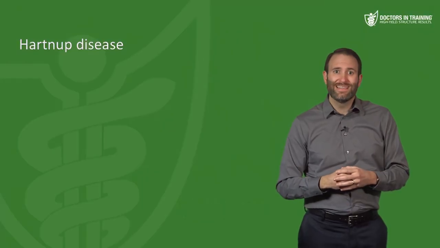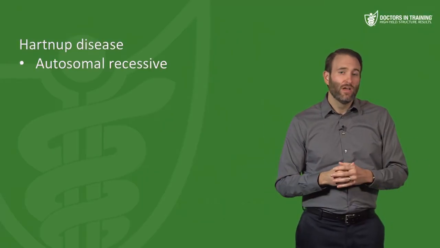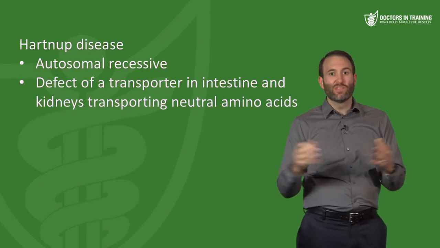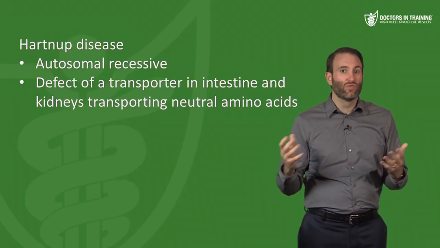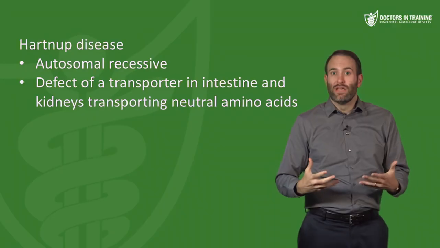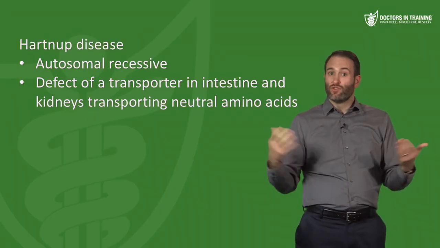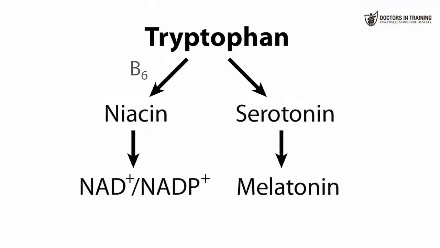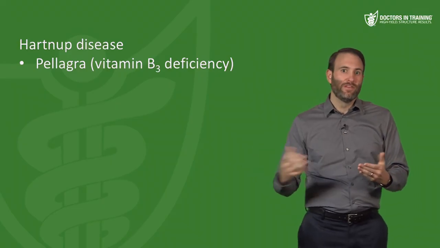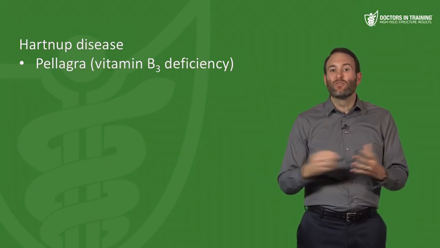Now, what about Hartnup disease? So this is the last disorder that we're going to cover. Hartnup disease is an autosomal recessive defect of a transporter in the intestine and the kidneys, and that's supposed to be transporting neutral amino acids like tryptophan. And this causes tryptophan to be excreted in the urine and not be absorbed in the gut. So what happens when you don't have tryptophan? Well, if you don't have tryptophan, your body can't make niacin. And when your body can't make niacin, you get pellagra. Now, we'll talk about pellagra in more detail with the vitamin deficiencies, but this is a vitamin B3 deficiency.